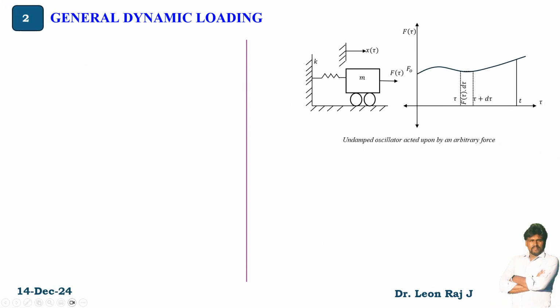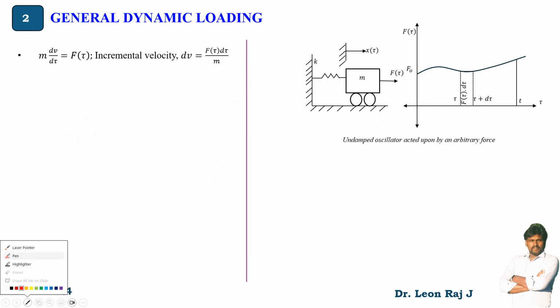So, general dynamic loading. This is the idealized system of an undamped oscillator acted upon by an arbitrary force. This is the mass of the system. K is the stiffness of the system. X of t is the response. M is the mass of the system, this is the force acting on the system, and K is the stiffness.